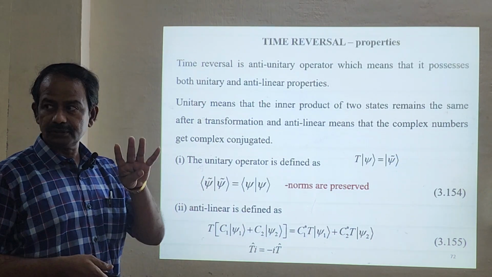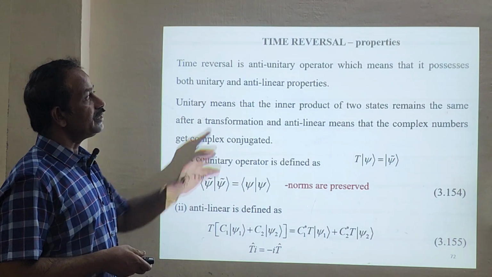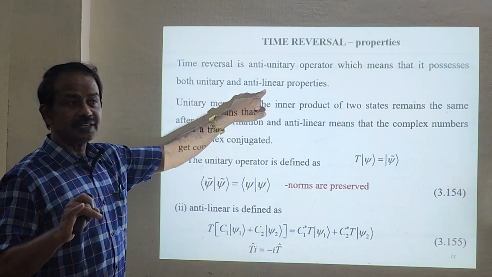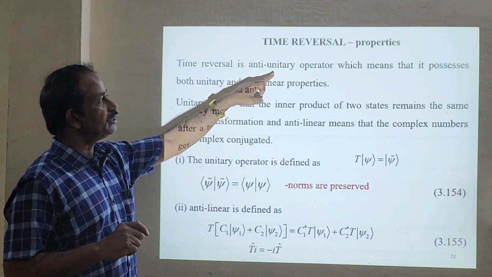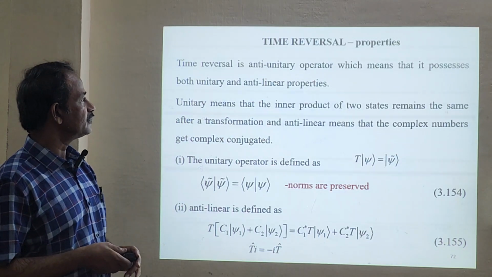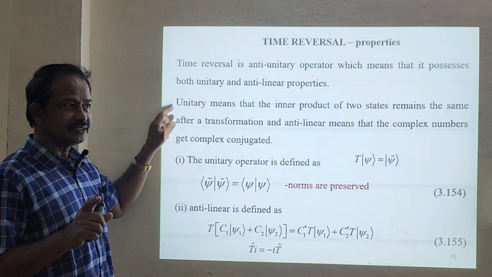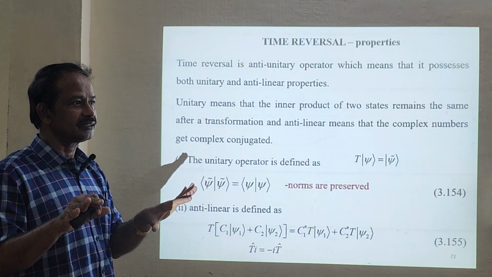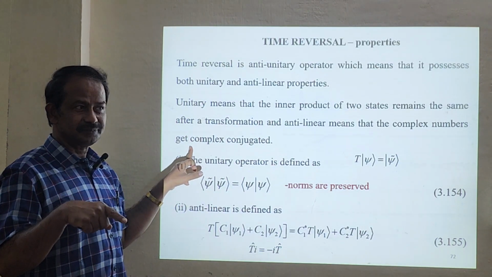So what are the properties? So 4 properties are there. We will see one by one. The time reversal is an anti-unitary operator. So it has both unitary as well as antilinear properties. Unitary means the inner product of two states remains the same, preserved. Unitary means the inner product before and after the transformation will always be constant, preserved. Antilinear means you are going to take the complex conjugate.